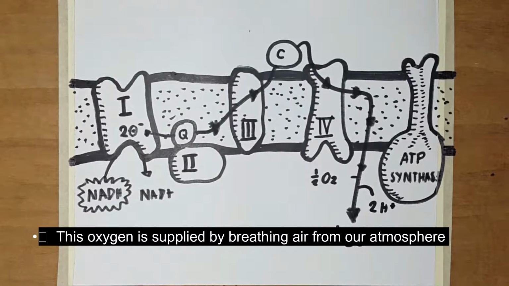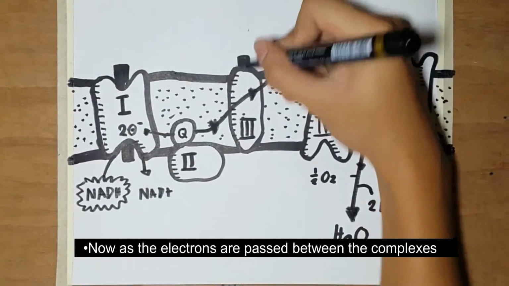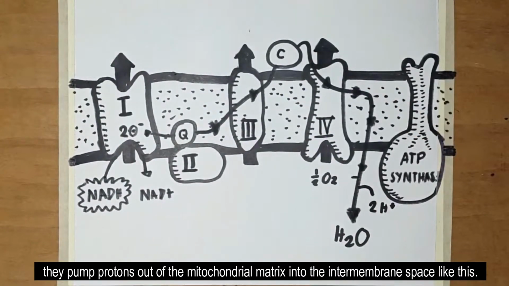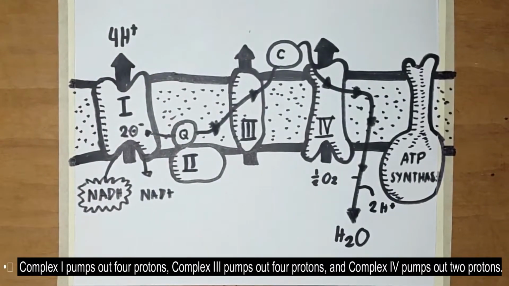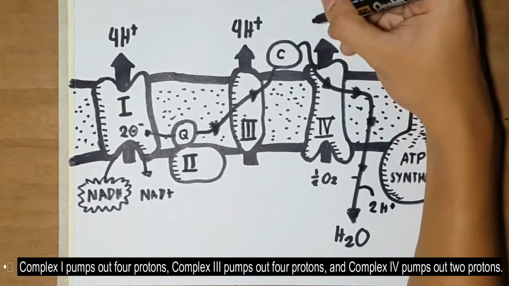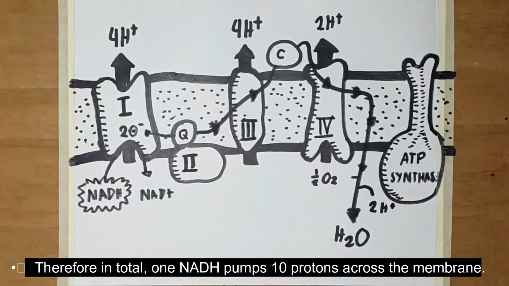This oxygen is supplied by breathing air from our atmosphere, and to provide this is a reason that all animals need to breathe. Now, as the electrons are passed between the complexes, they pump protons out of the mitochondrial matrix into the intermembrane space like this. Complex 1 pumps out 4 protons, complex 3 pumps out 4 protons, and complex 4 pumps out 2 protons. Therefore, in total, 1 NADH pumps 10 protons across the membrane.